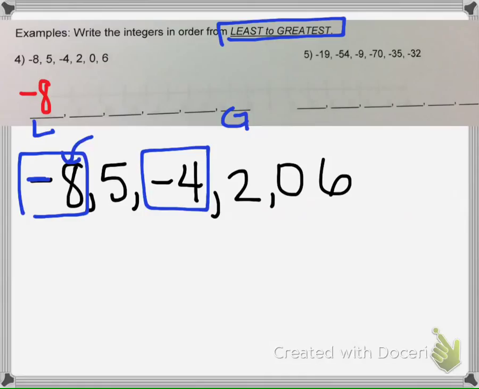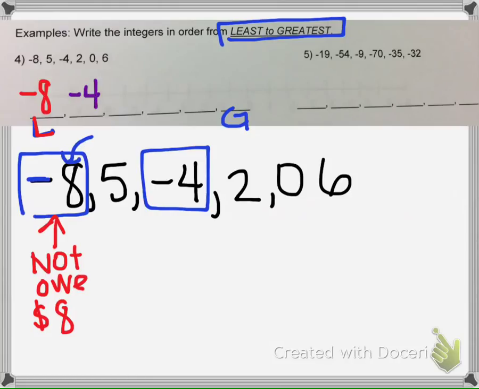And when you're comparing negatives and positives, just think about money. I would not want to owe $8. So that's why it is the least value. And I also would not want to owe $4. But I would rather owe 4, because this would mean I would have more money if I gave someone $4 versus if I gave someone 8. Then I'm going to cross it out so I remember I've already included it in my list.